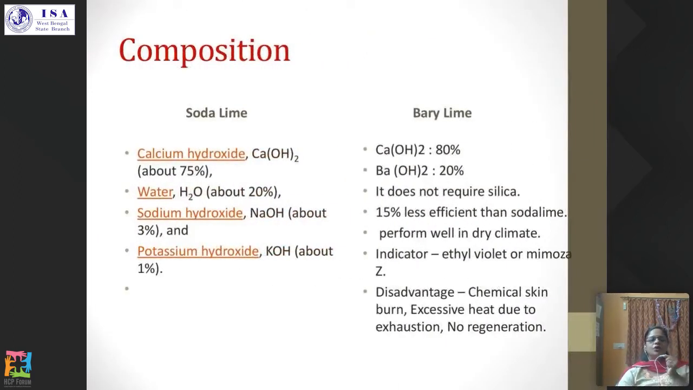Now, what is the composition of the absorbent? It may be soda lime or baralyme. The composition of soda lime is calcium hydroxide, water, sodium hydroxide and potassium hydroxide. In baralyme, it is barium hydroxide and calcium hydroxide. It does not require silica, but it is 15% less efficient than soda lime.